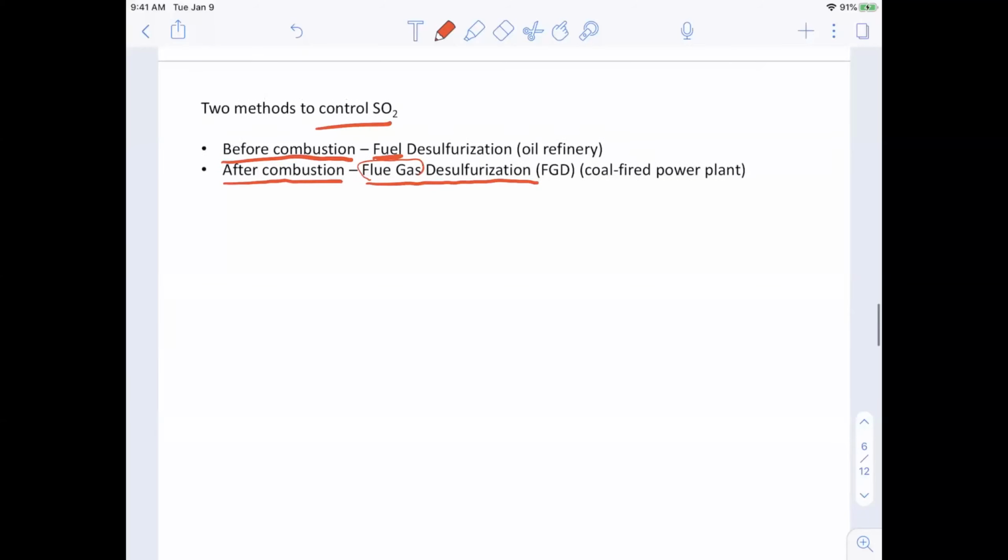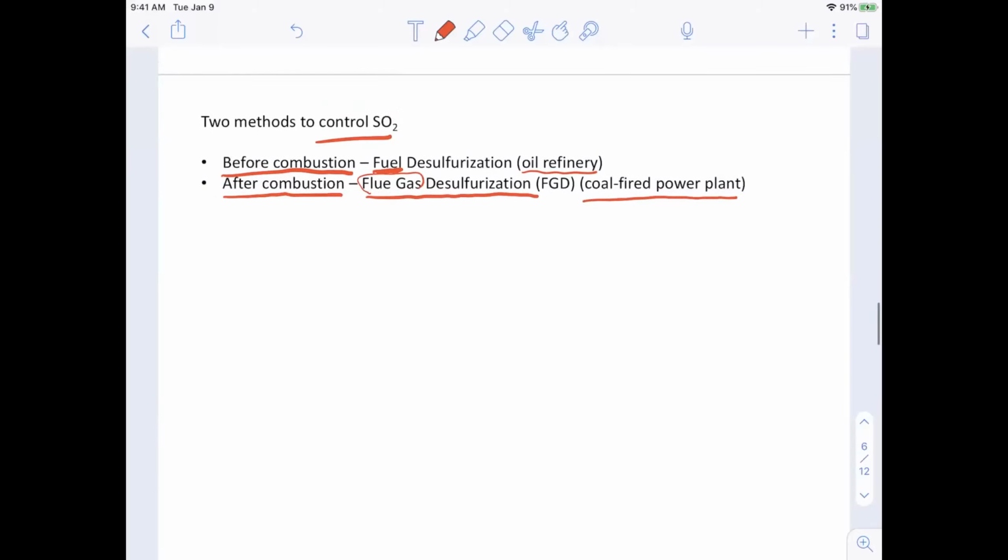And the oil refinery uses fuel desulfurization, basically to clean or purify the crude oil, remove the sulfur, and then deliver it to the customers. And the coal-fired power plant deals with the sulfur dioxide after we burn the coal in the system, right? So first we'll talk about the oil refinery system, which is using fuel desulfurization.